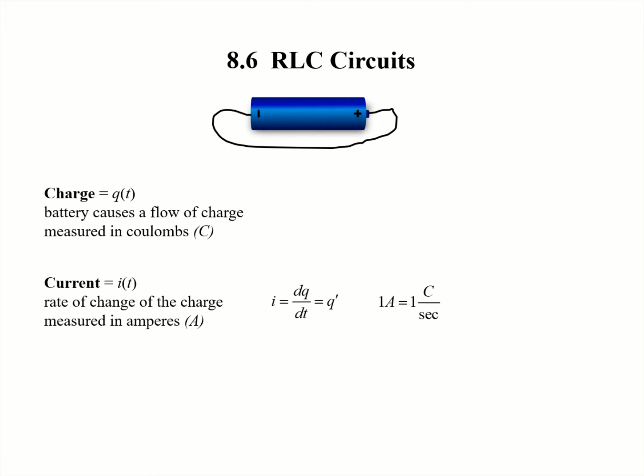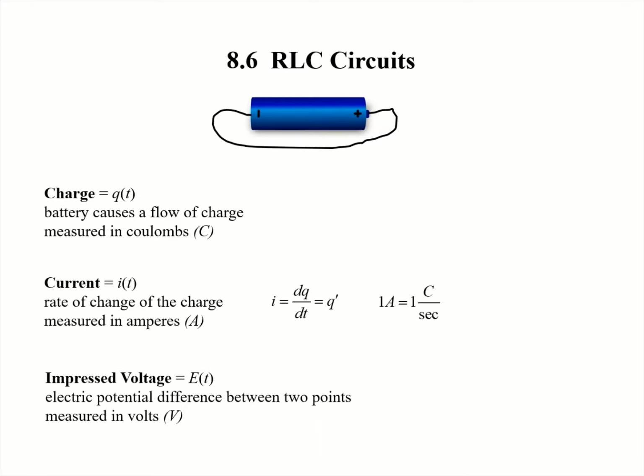Okay, so as the current passes through the battery, there is a voltage gain. And so we have something called the impressed voltage, E of t. It's the electric potential difference between the 2 points that we have up there, and it's measured in volts.